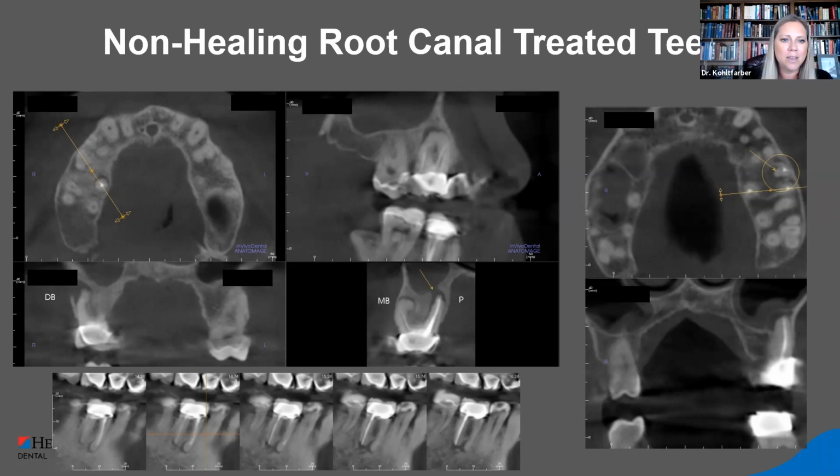But anyway, things that we might want to look for. And I think this is one of the things that is the most frustrating. And this is actually what brought me into 3D imaging. You've already done the root canal treatment. The patient has a new crown. Everything looks like it's going great. The 2D images look great.